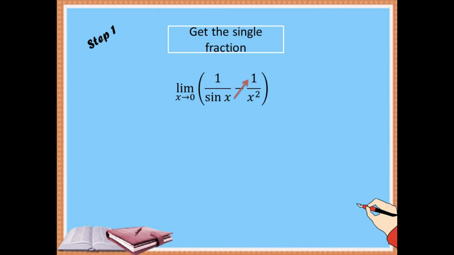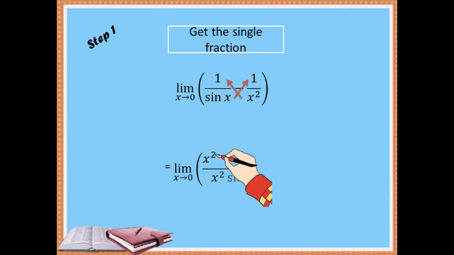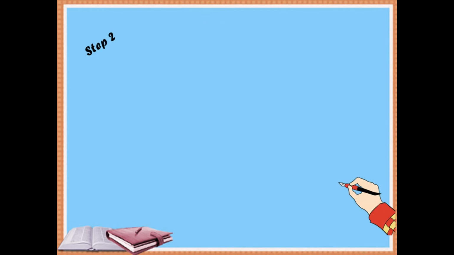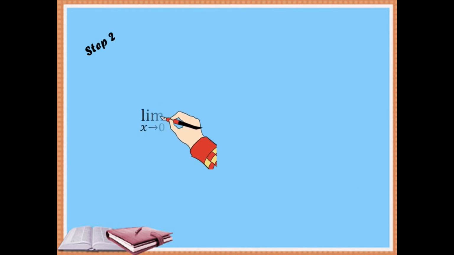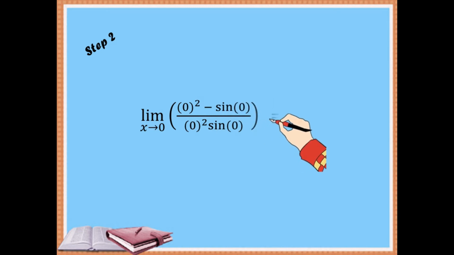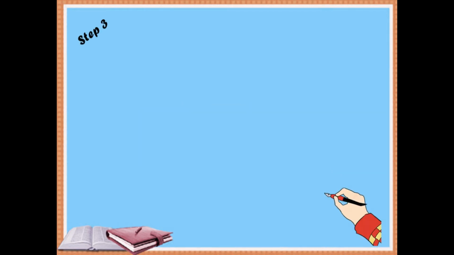By equating the denominator, we will get the limit as x approaches 0 of (x^2 minus sin x) divided by x^2 sin x. For step 2, substitute the value of 0 into x and we will get the limit as x approaches 0 of (0^2 minus sin 0) divided by 0^2 sin 0, and we will get 0 divided by 0. Move to step 3.